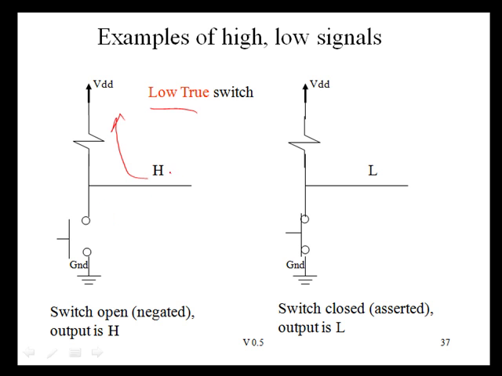So this would be high, which means that when the push button is open, not pressed, we're going to have a logic 1 out. When the push button is pressed, or we'll call it asserted, then we're going to have 0 volts out, which we're going to end up calling logic 0.